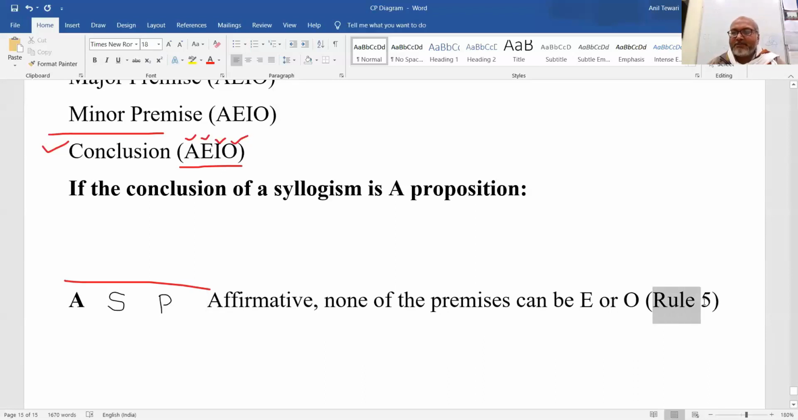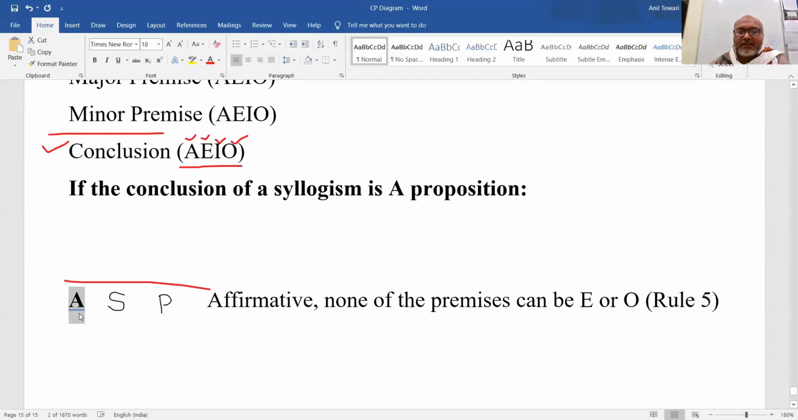So rule 5 says that if one of the premises is negative, only then we find a negative conclusion. For a negative conclusion, one of the premises must be negative. And only one can be negative. That you know from rule 4. If both are negative, there cannot be any valid conclusion, right? So rule 5 says that if one of the premises is negative, then conclusion has to be negative.